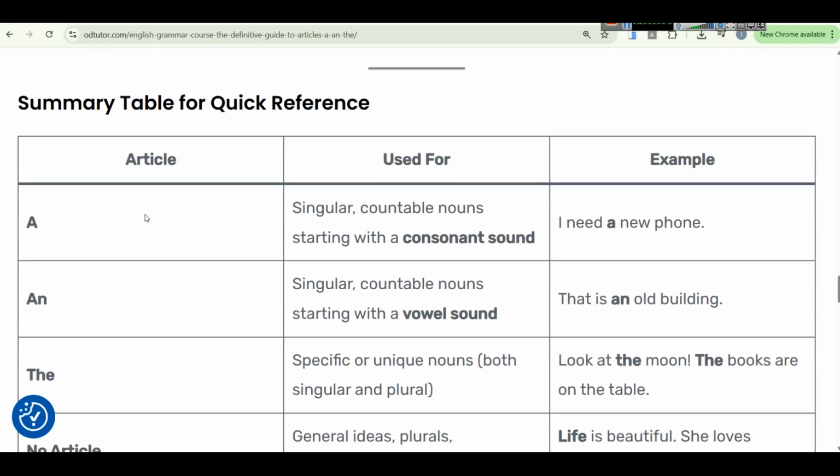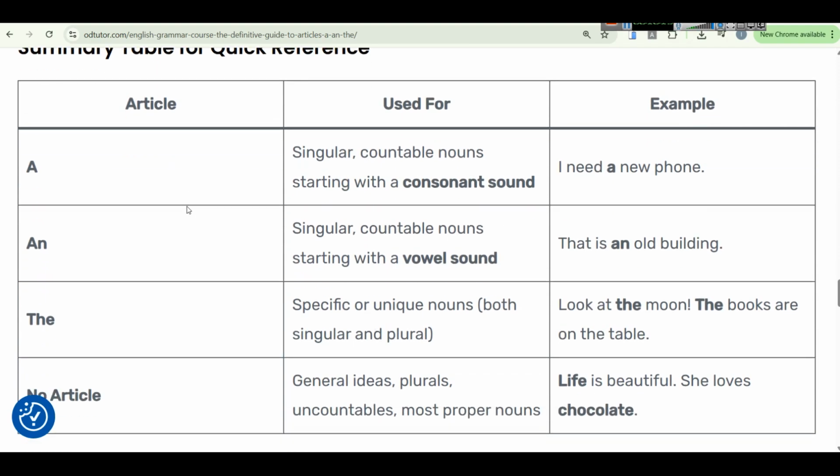This is a summary table that will help you for quick reference. A, singular countable nouns starting with a consonant sound. I need a new phone, example. An, singular countable nouns starting with a vowel sound. This is an old building.